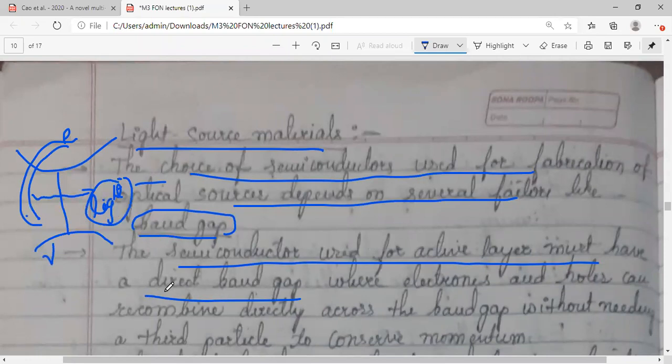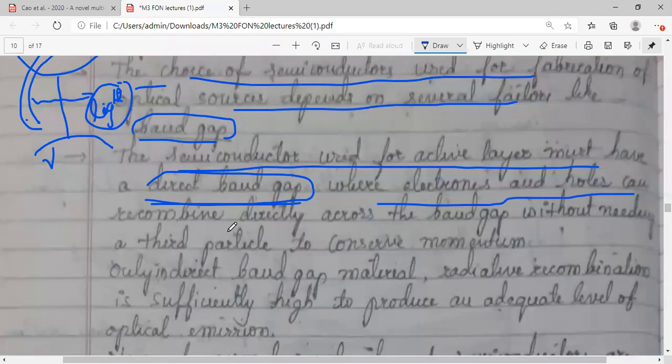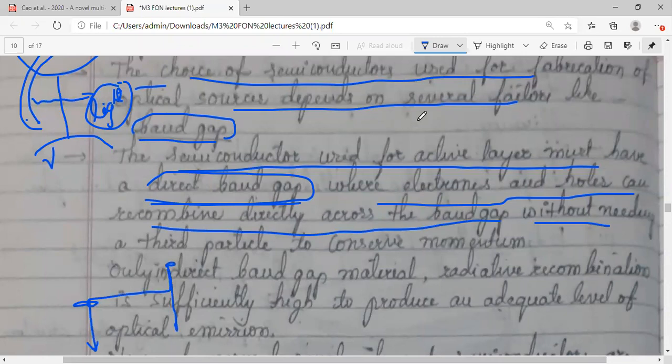So when we go for LED structure, we use the direct band gap type of material, where the electrons and holes recombine directly across the band gap. So we don't need any third particle. Just like in case of indirect band gap, we have seen we need a phonon, right? A third particle, just to carry it, to conserve the momentum, and then it can jump. It is something like this. From here it will not go directly. It will come to one stage, and from this it will go below.